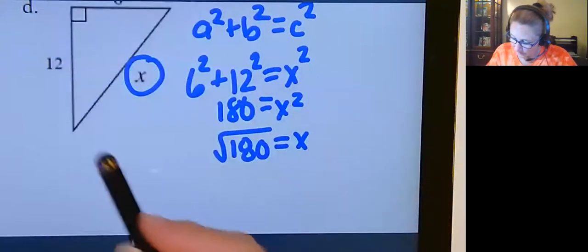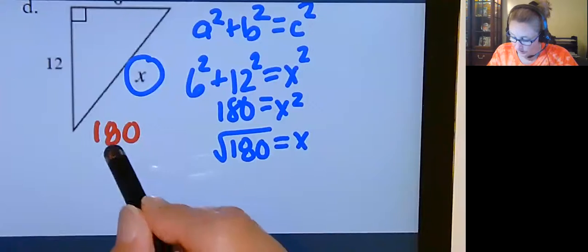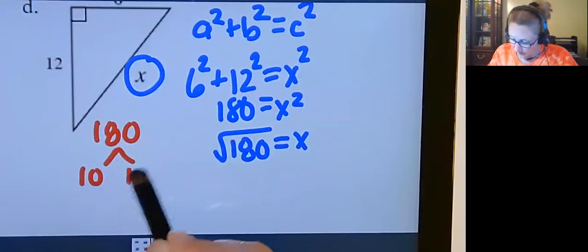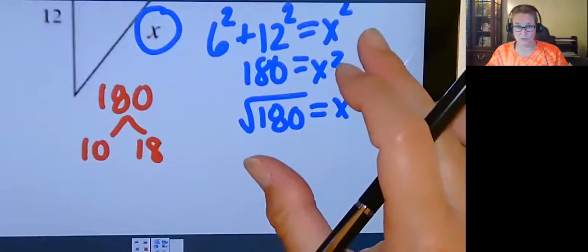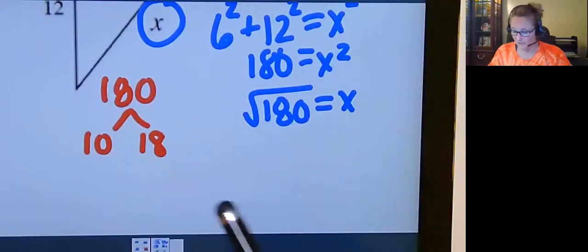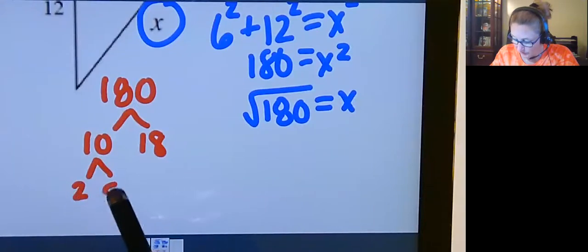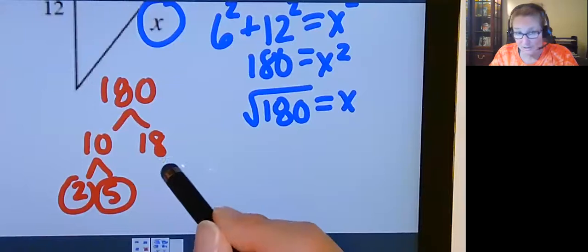Okay. So you can break 180 down, prime factor. So I'm looking at this going, well, I know it's a 10 and an 18. Maybe you know it's a 2 and a 90. Okay, start with whatever two numbers you know multiply to get you 180. Keep breaking it down so you get primes. So this is going to be 2 and 5. Once I get primes, I circle them so I know I can't break them down anymore.